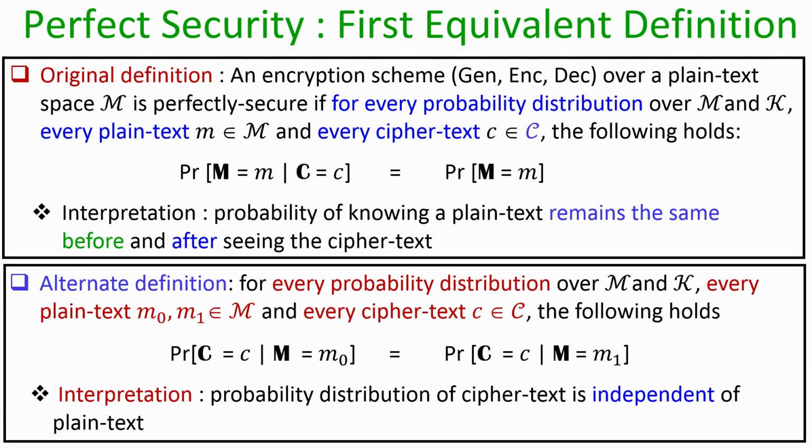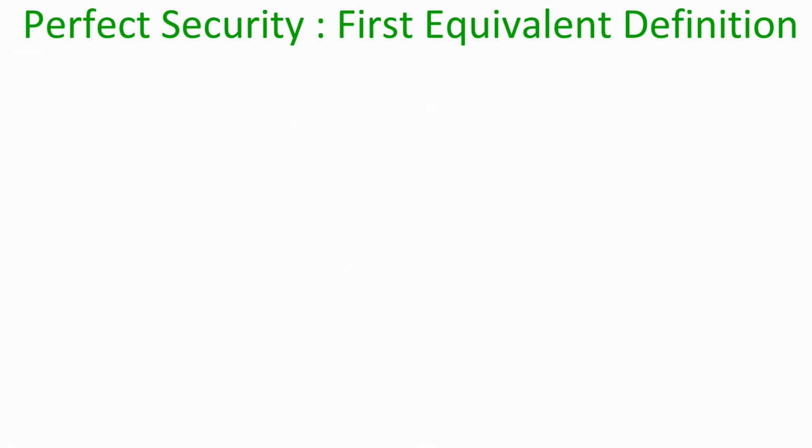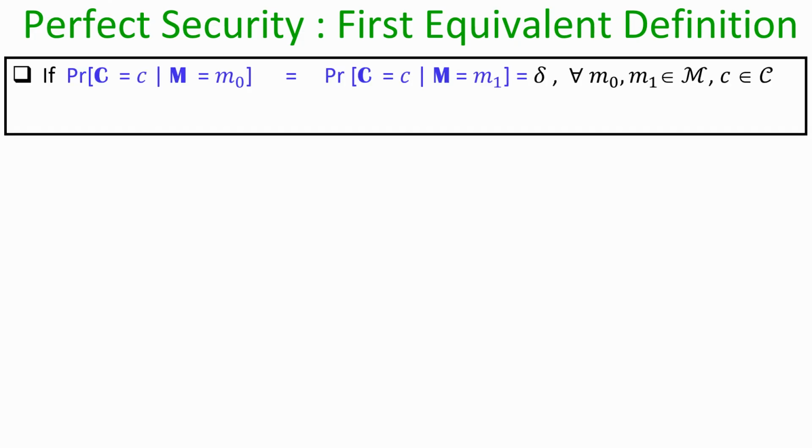So, what we are going to do next is prove that both these definitions are equivalent. Namely, we will show that if there is an encryption process which satisfies the original condition of Shannon's perfect security, then the same encryption process has to satisfy the alternate definition and vice versa. So, let us first prove the equivalence, assuming that we have an encryption process which satisfies the condition of the alternate definition.